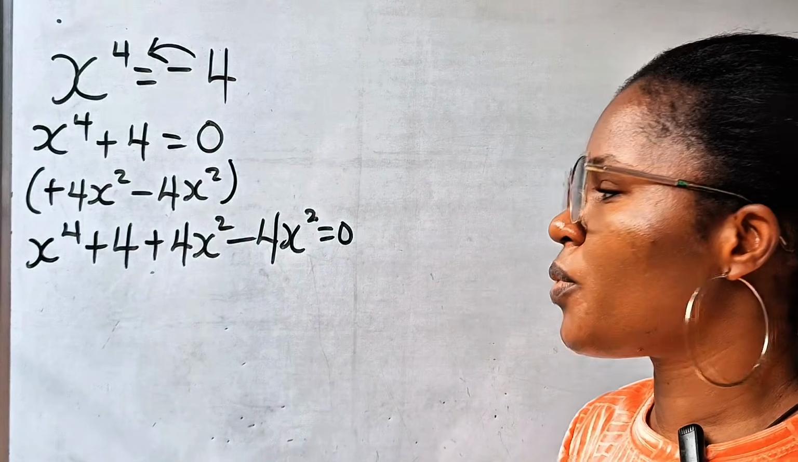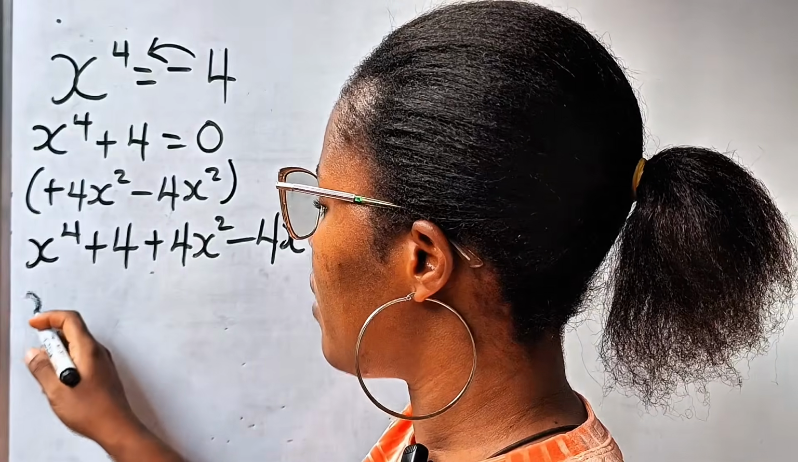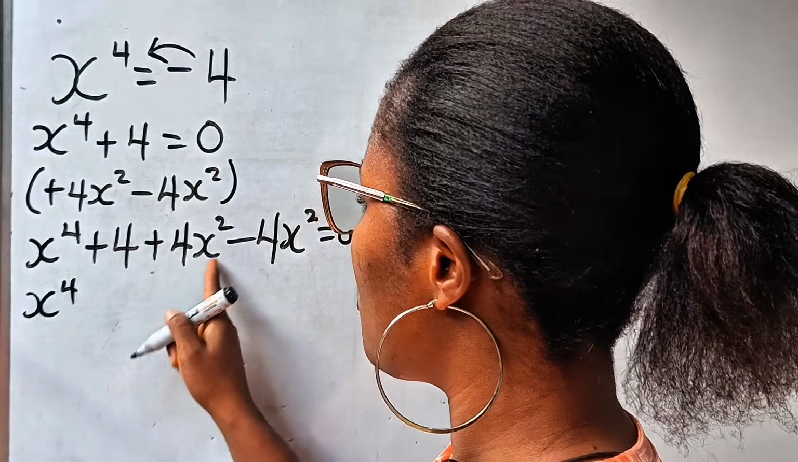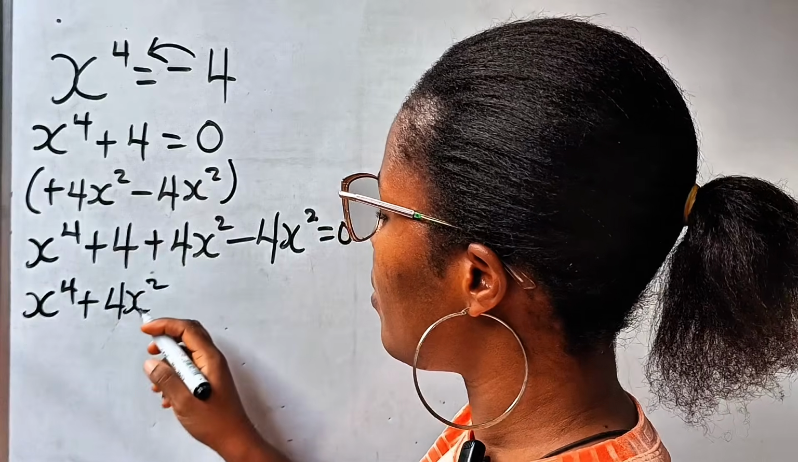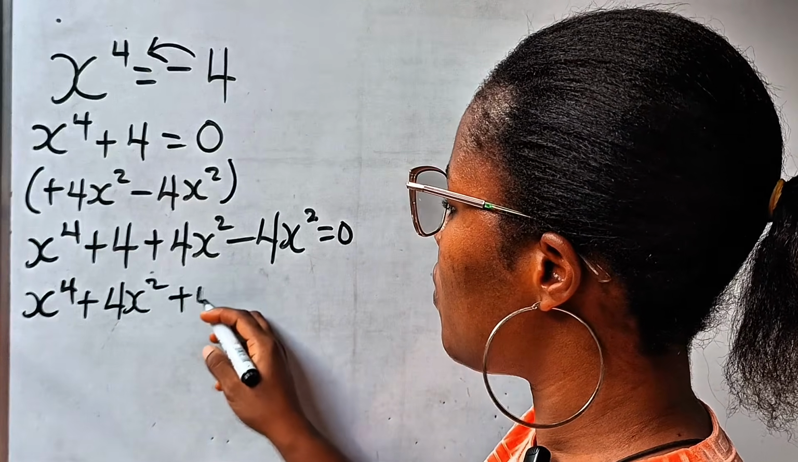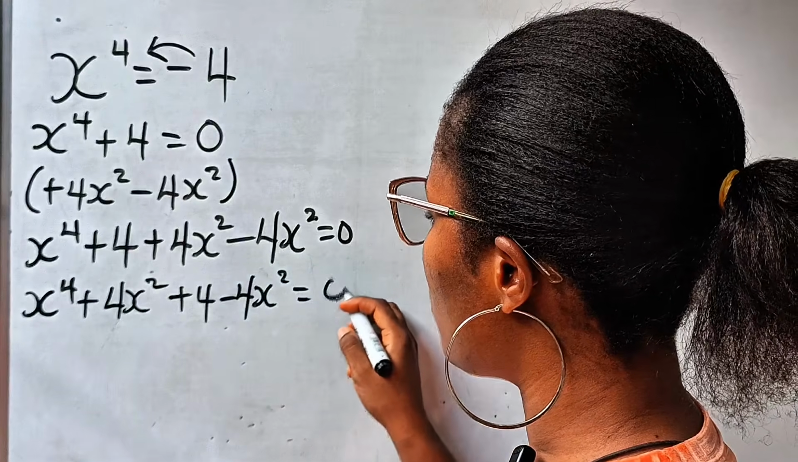Now let us rearrange or regroup. So we have x to the power of 4, I'll bring this to this side, plus 4x squared and plus 4 minus 4x squared is equal to 0.